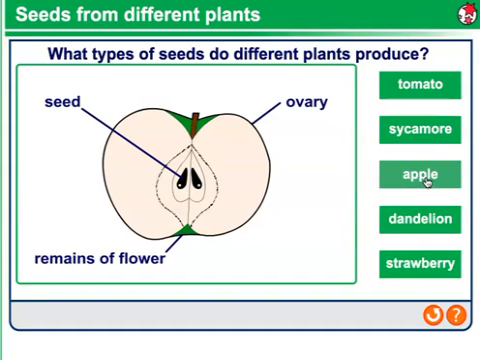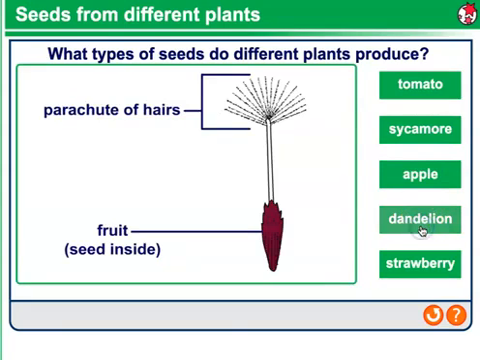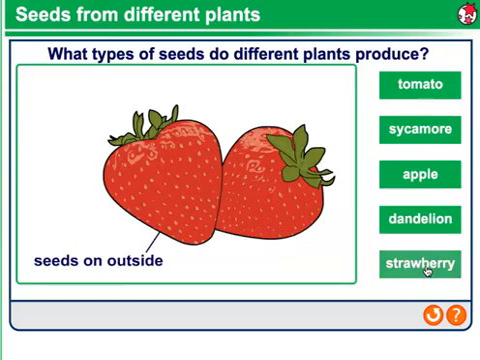An apple produces its seeds on the inside of the ovary. This can then be dispersed through animal consumption. The dandelion creates parachute hairs, which allow for the fruit with the seed inside to be dispersed by the wind. And strawberries produce seeds on the outside of the fruit body.